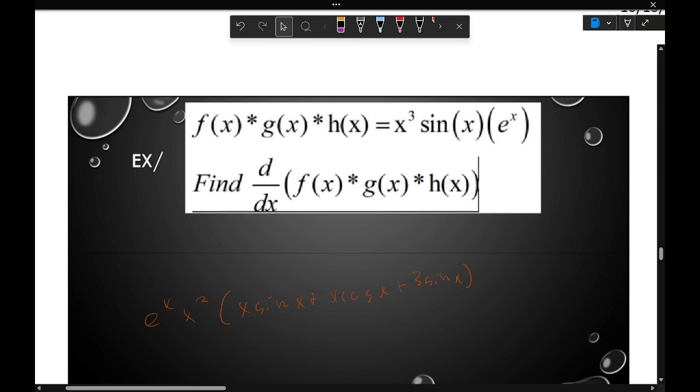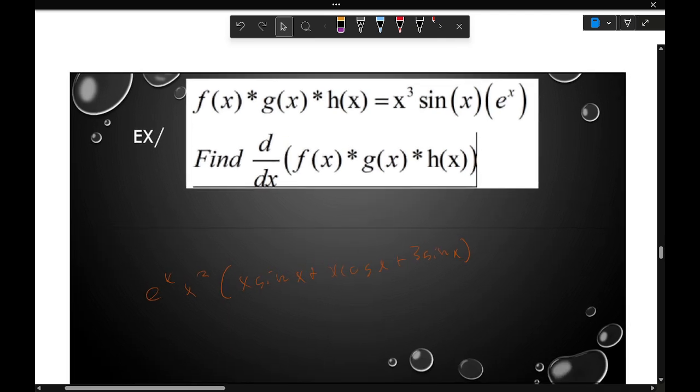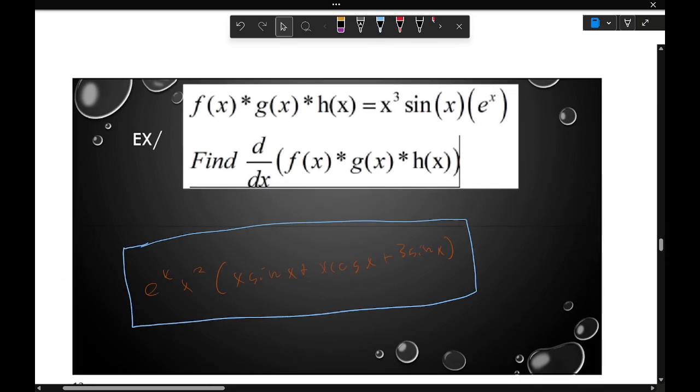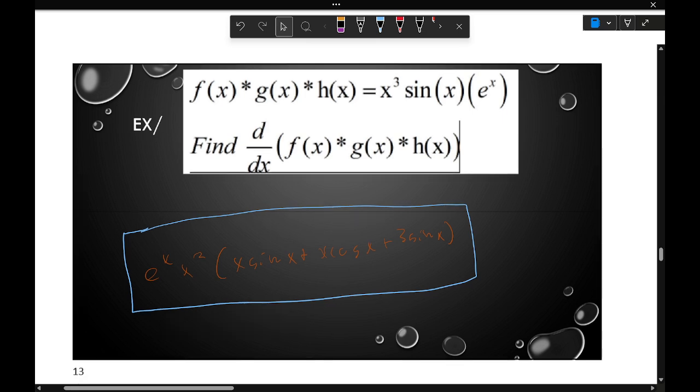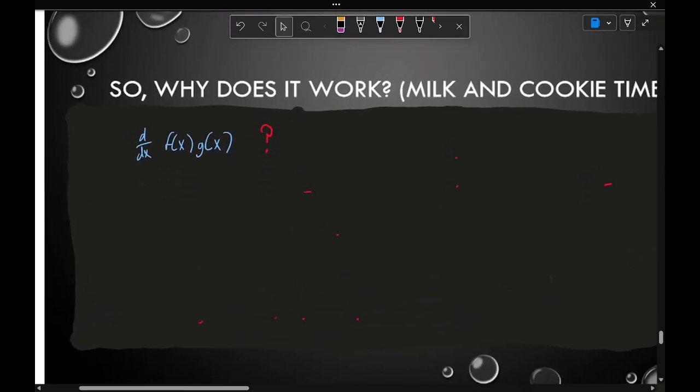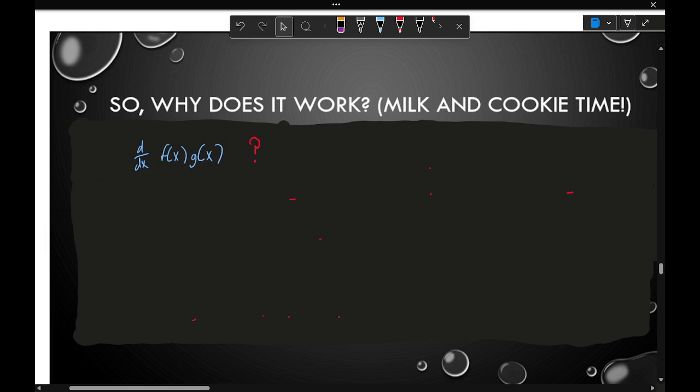So just one more example, you can use that triple product, the product of three functions, the derivative of that, find it on your own. It should equal this in some capacity. You might have simplified it a bit differently than I did, but it should be equivalent to that once you get that final answer. And then the big question, why is this the formula?